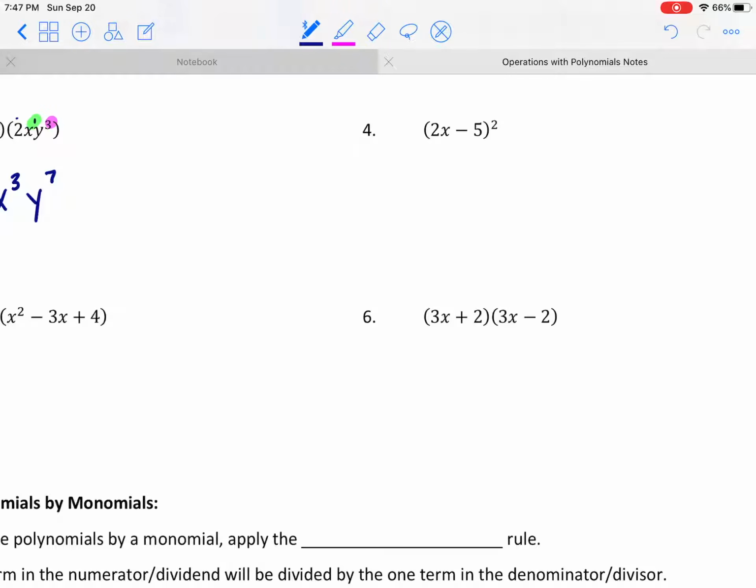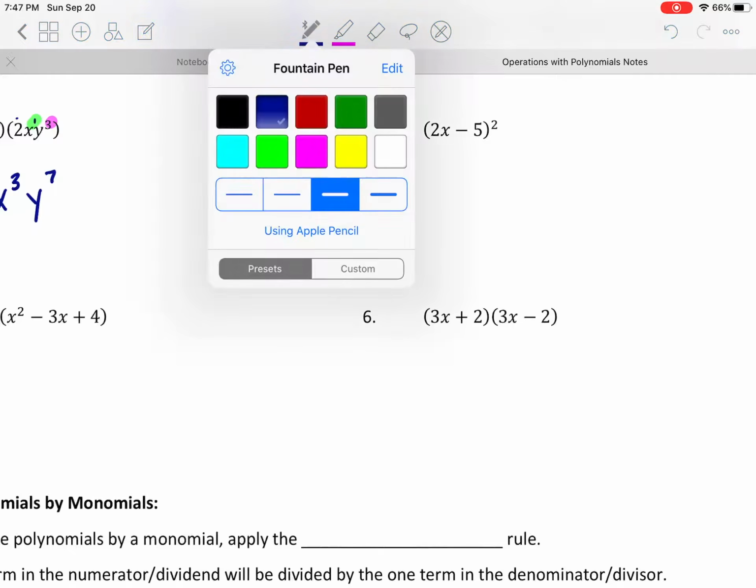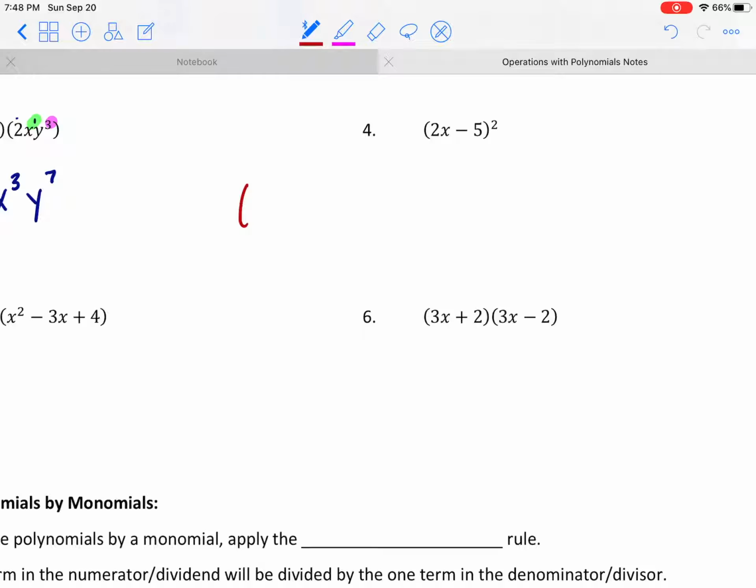Okay, so let's look at number 4 here. 2x minus 5 squared. Let's be careful with this. I don't know if this looks like a power rule problem to you. But the power rule, we talked about before, would have been if I had like 2x to the 5th power, where each of these exponents gets multiplied by 5. That power rule only works for a monomial in the parentheses, so I can't apply the power rule here because this is a binomial.